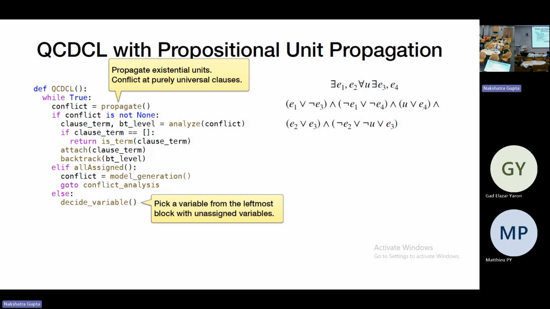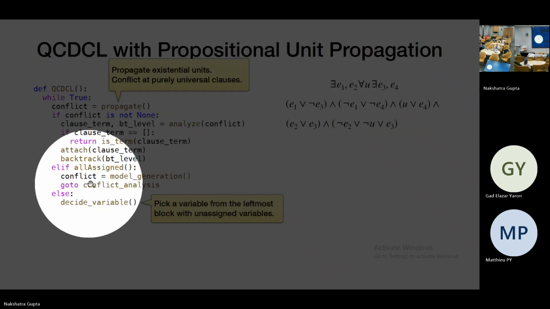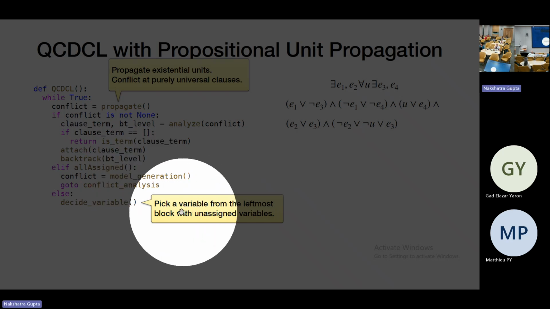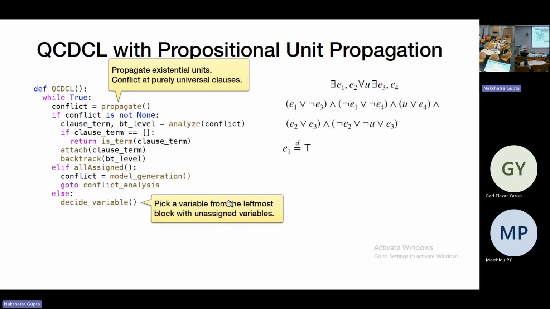So these are our clauses. And as you can see, there is no unit clause, nothing to do for propagation. We haven't assigned any variables, so we end up over here and we have to decide a variable. And we also have to conform to that restriction. So let's pick E1 here and assign that true as our decision.